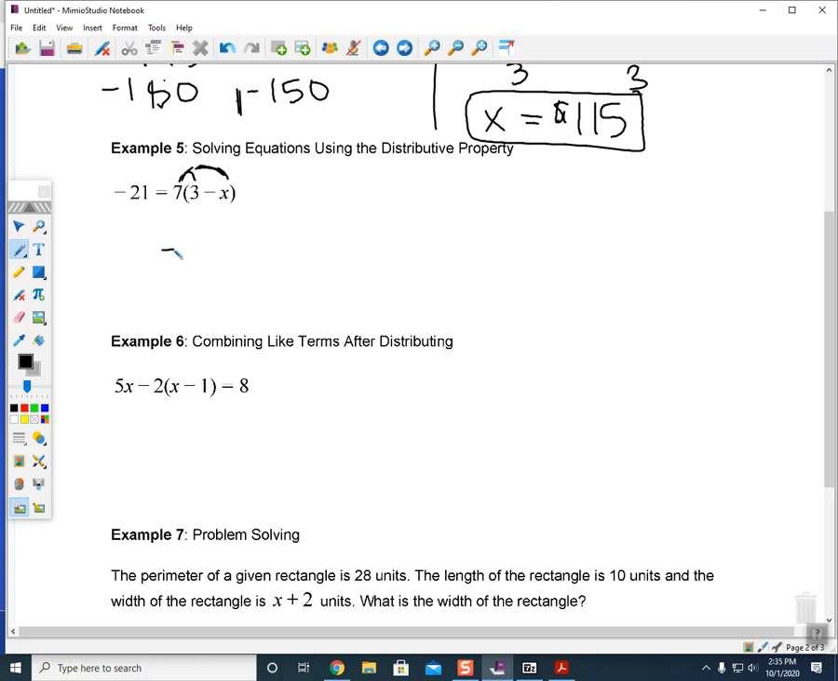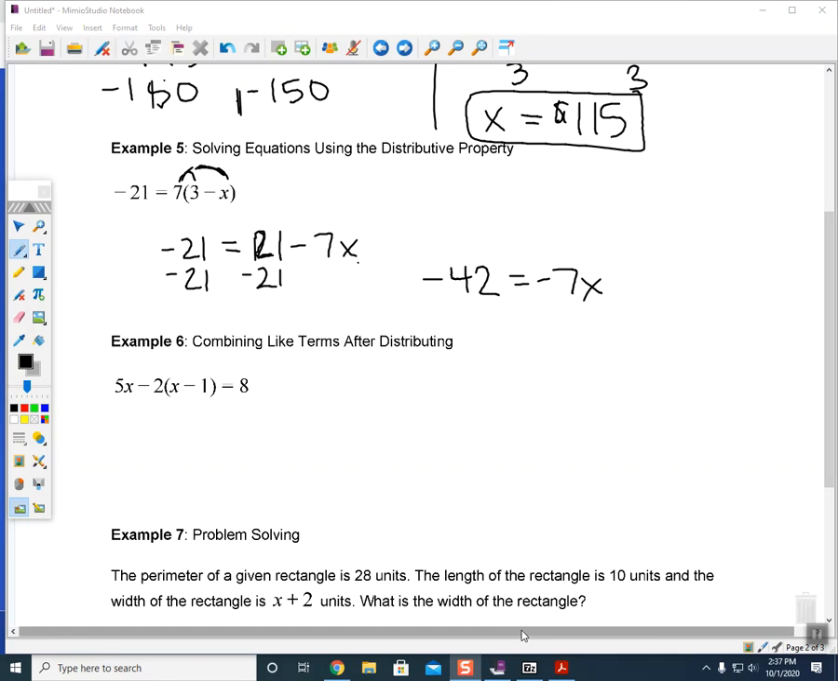Still have my negative 21 here equals 7 times 3 is 21, and 7 times x is a minus 7x. So if I subtract 21 from both sides, that'll be my first thing that I need to do. I'll have a negative 42 equals negative 7x.